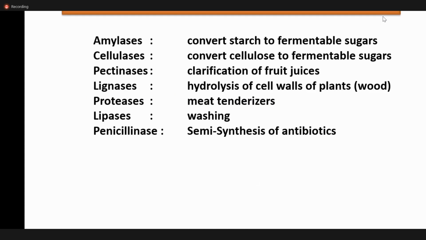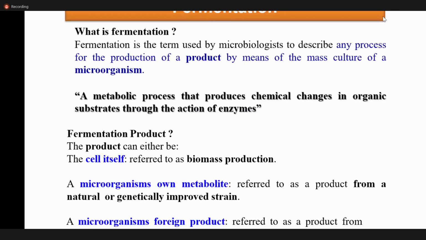Next is industrial applications. These particular enzymes: amylases, cellulases, pectinases, ligninases, proteinases, lipases, inulinases, all with the suffix -ase. In the semi-synthesis of antibiotics, the penicillinase enzyme is used. The rest of these may wash out or bleach out, like lipases, each with its individual enzymatic properties.